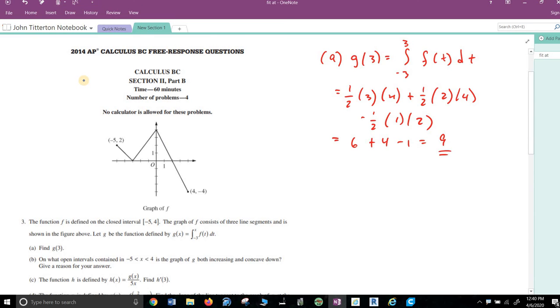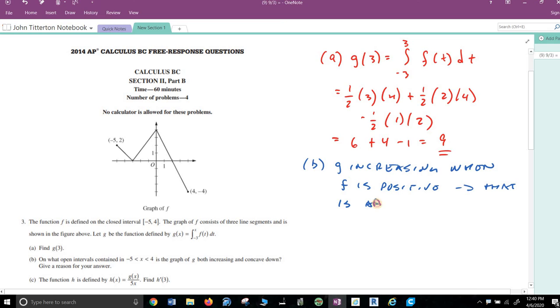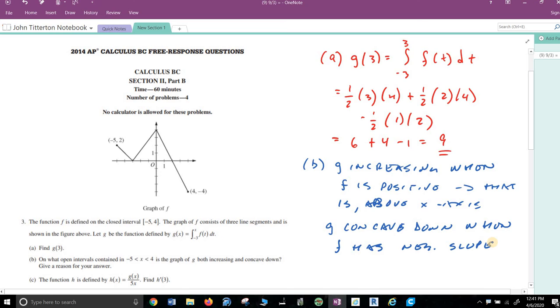All right. Part B, what open intervals is the graph both increasing and concave down? So they always say justify your answer, but it's good to do this. G is increasing when f is positive, that is above the x-axis, and G is concave down when f has negative slope. That's it. I've justified it. I don't have to write anything else.